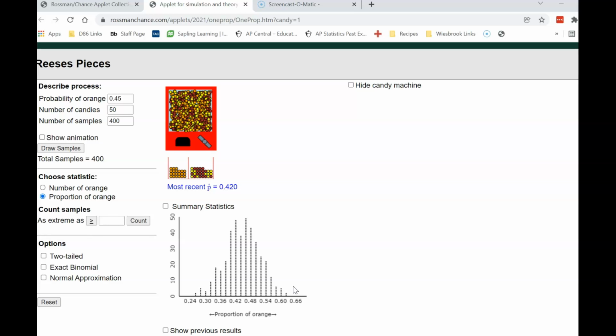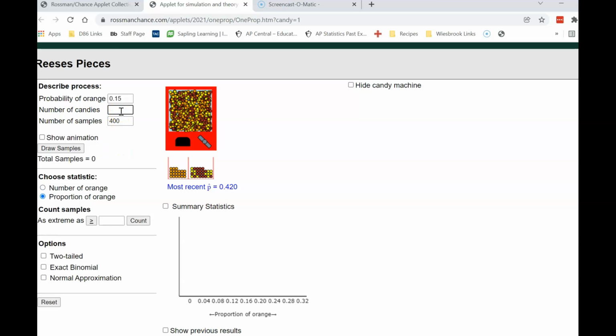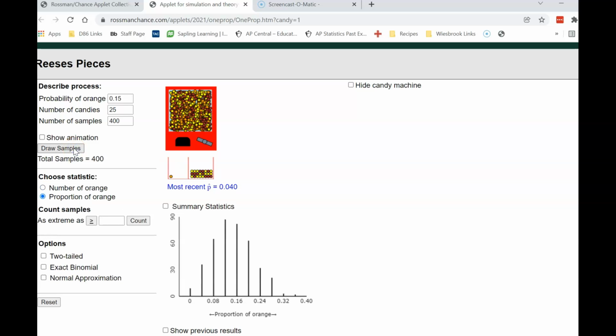So part E, how would the sampling distribution of p-hat change if the proportion of orange candies in the machine was p equals 0.15 instead of 0.45? Does your answer depend on whether n equals 25 or n equals 50? So we're going to do both of these on here. So what would happen, let's reset it, if instead the proportion of success, or proportion of orange candies, was only 0.15, and let's say we did sample sizes of 25. Okay, let's take a look at this.